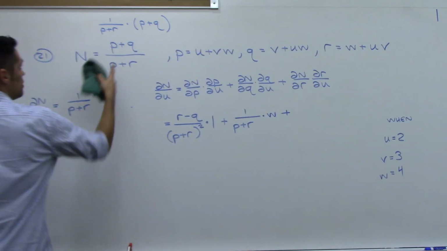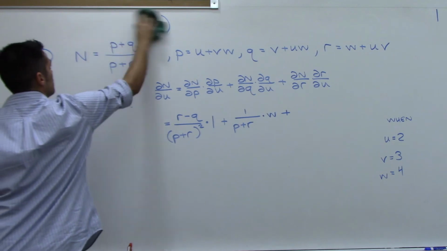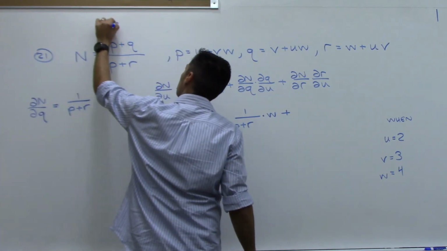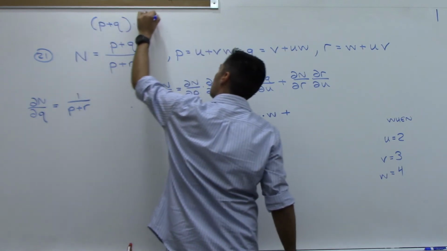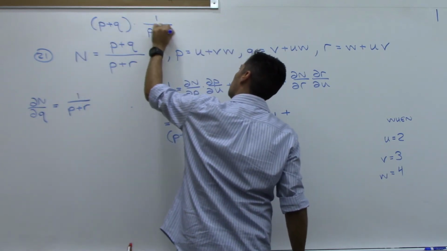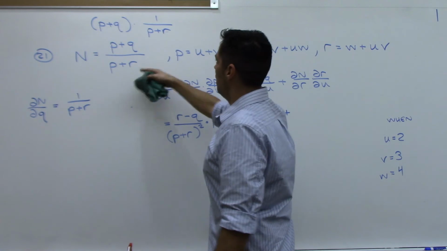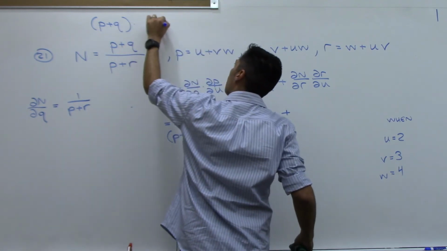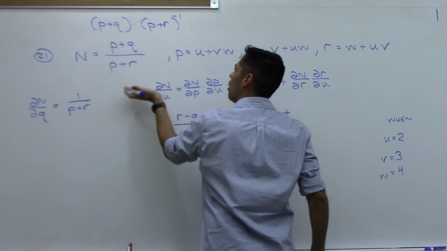All right, so I want you to look at this again. I'm going to look at it a different way. Let's look at it as p plus q is a constant times 1 over p plus r. That's what this is. And I'm going to rewrite this at the end as p plus r to the negative 1. So I brought it up.